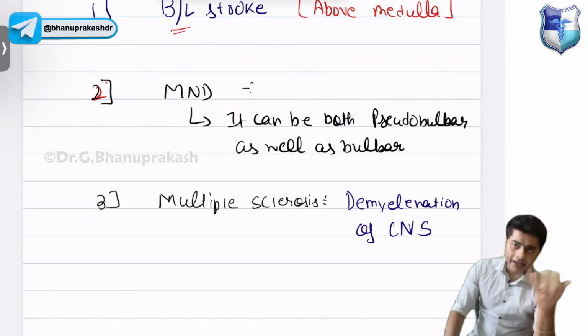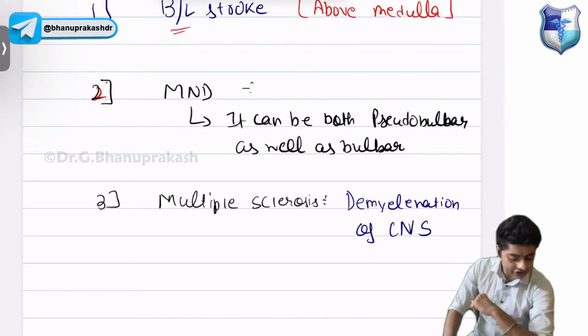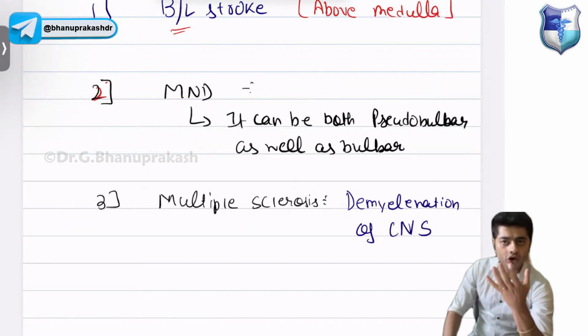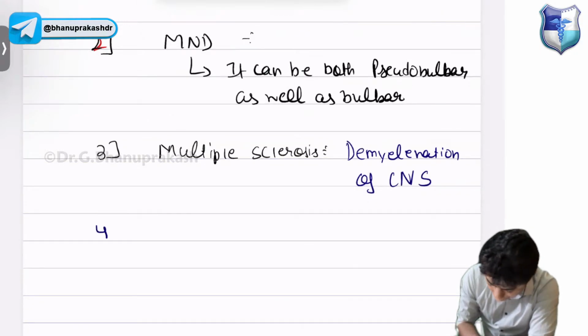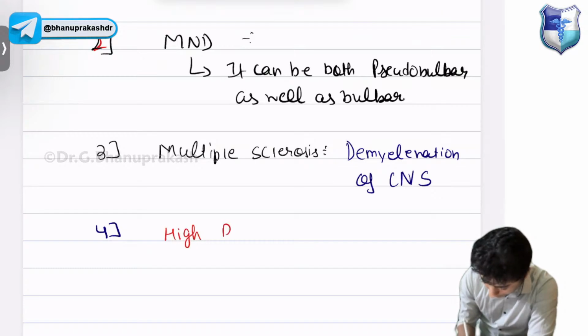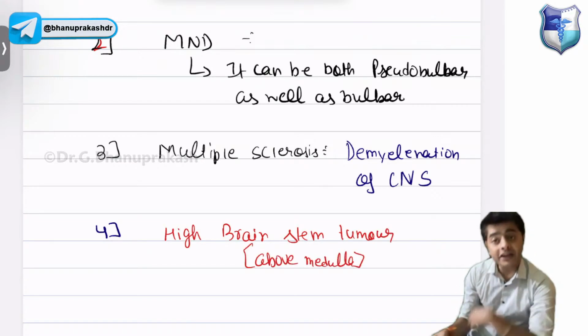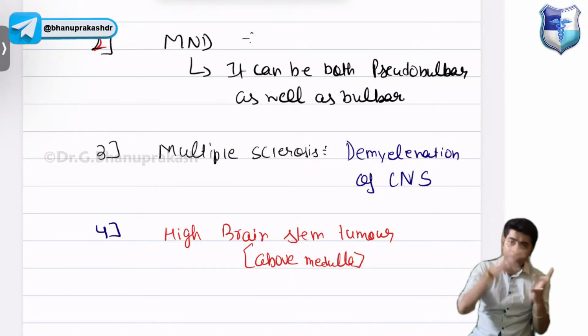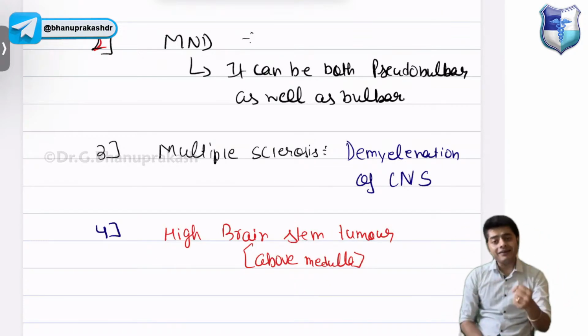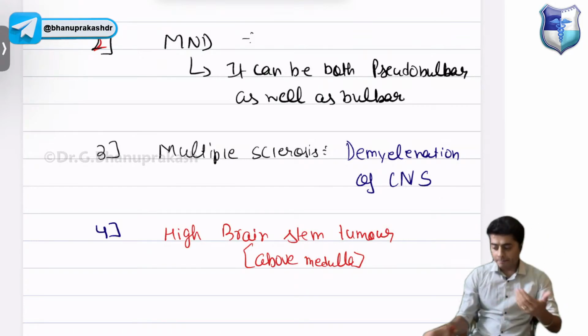Amyotrophic lateral sclerosis is a type of motor neuron disease. We will discuss this later. Fourth, it can be a high brainstem tumor, that is, above the medulla. If there is a tumor above the medulla due to which the corticobulbar tracts are compromised, it results in pseudobulbar palsy.